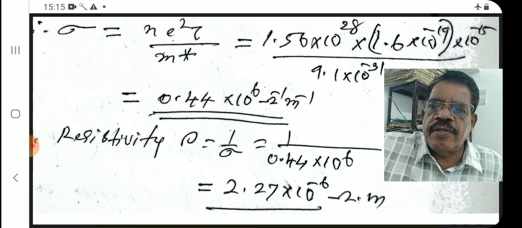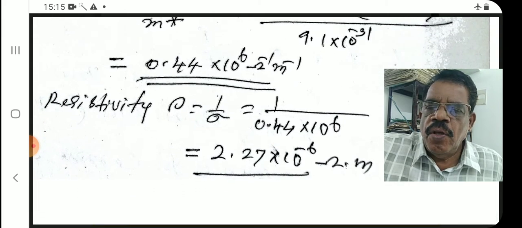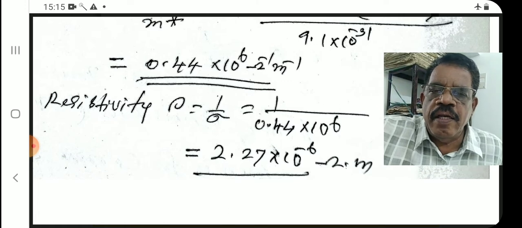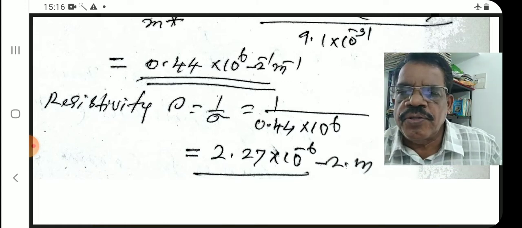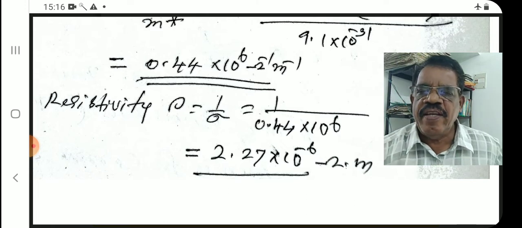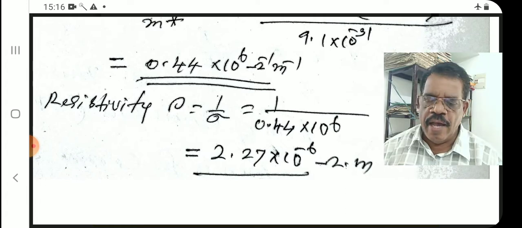That is the answer. Now comes resistivity rho. That is 1 by sigma, which is 1 by 0.44 into 10 raised to 6, which is 2.27 into 10 raised to minus 6 ohm meter. Answer.